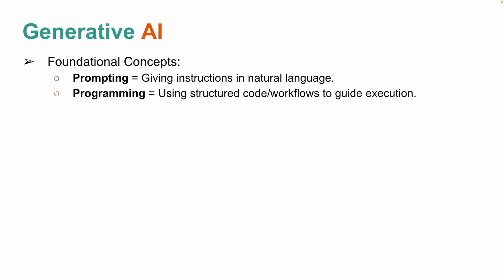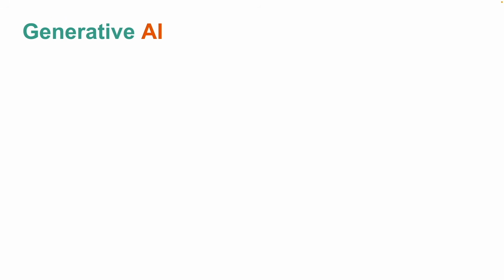Next is programming. Programming is using structured code and workflows to guide the execution, how to process that natural language and get the desired output. These are the two components on which AI works. AI is the combination of NLP, natural language processing, with programming. Similarly, LLM workflows often combine both of them. There are a couple of design patterns in LLMs, and we will discuss the top 5 design patterns in the foundation lectures.